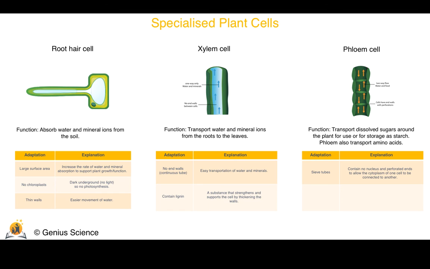And the final adaptation of a phloem cell that you need to know about is that they have companion cells attached to the sieve tubes. This is because companion cells provide the energy required to transport dissolved sugars. The sieve tube depends on the companion cells to function. I'm just going to label a companion cell for you now. As you can see, they are here.